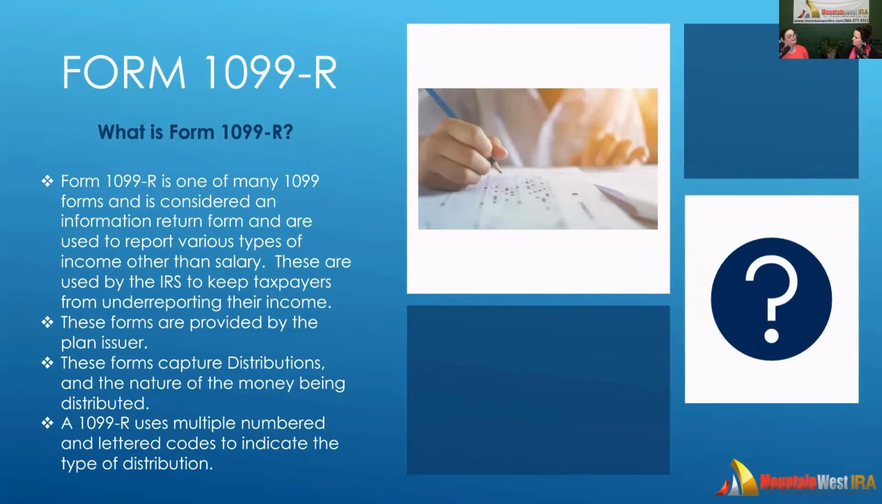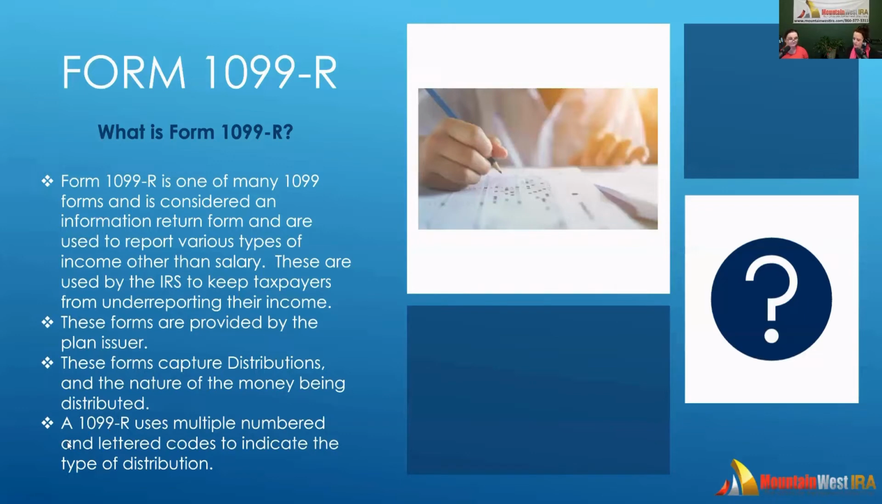Were you over 59.5 and this is a regular normal distribution? Were you under 59.5 and it's an early distribution? Did this come from a Roth account? Was this cash? Was this an asset? Those are all things that are in a way reported on that form to the IRS. Okay.